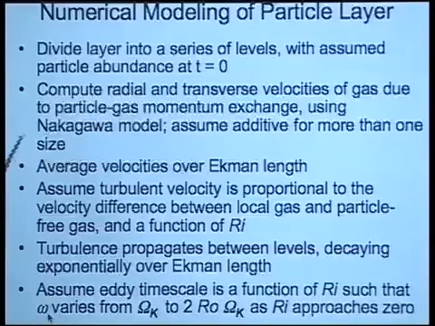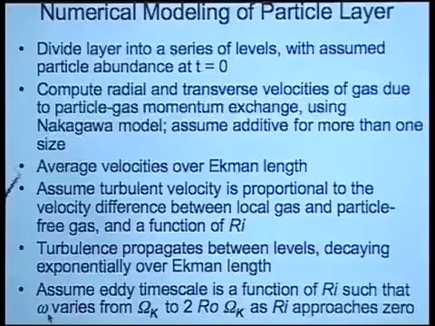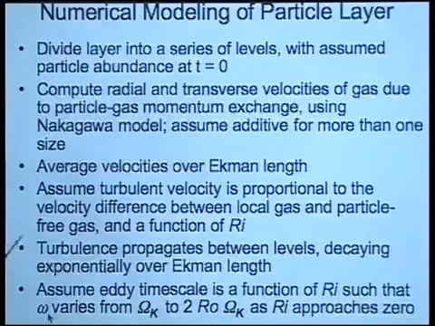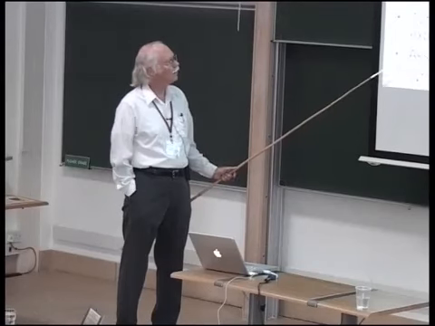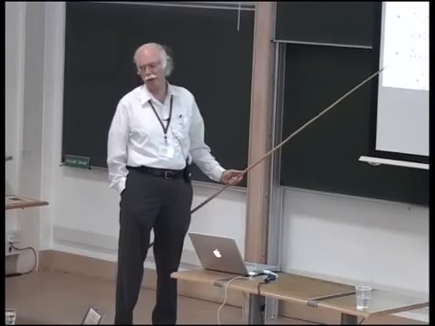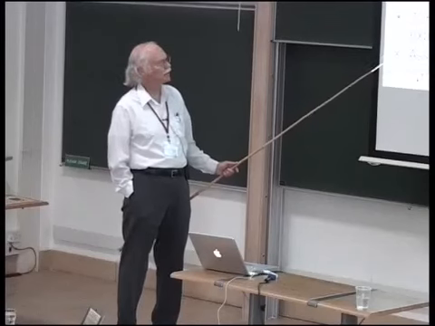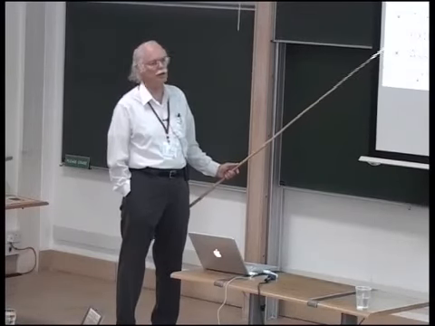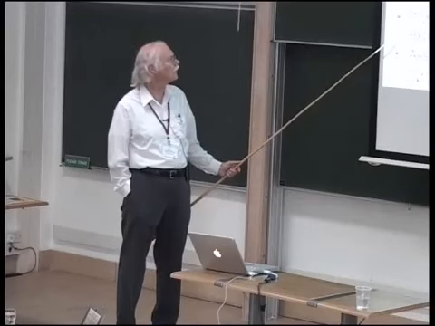We use the Nakagawa model to compute the radial and transverse velocities of the gas due to momentum exchange between the particles and the gas. We use that to compute the Ekman length. Then we average all those velocities over the Ekman length instead of localizing them. We use that velocity shear that we've computed to compute a turbulent viscosity. We average the turbulence over the Ekman length as well, or turbulence which is generated in one region will propagate away from where it is generated, but decay over an Ekman length time distance scale.